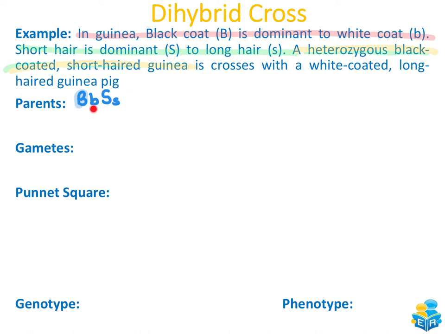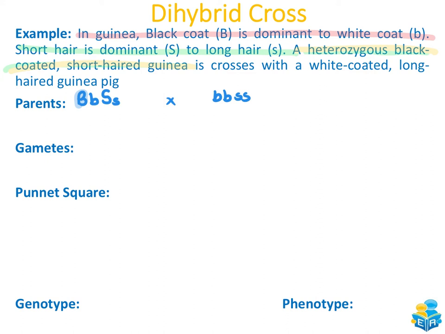Up until this point, we would have had a look at just these two or these two, but now we have four different things here. That's going to be crossed with a second parent, and they're white-coated and long-haired. The only way white coat can come up is if we have two copies of the small b, so they have to be small b to start off with. And they're also long-haired. Again, long hair is recessive, so the only way that can come up is if we have two small s's. So in our gametes, we're going to have one passed on for coat colour and one passed on for hair length.